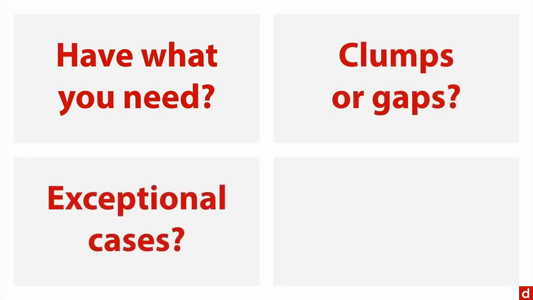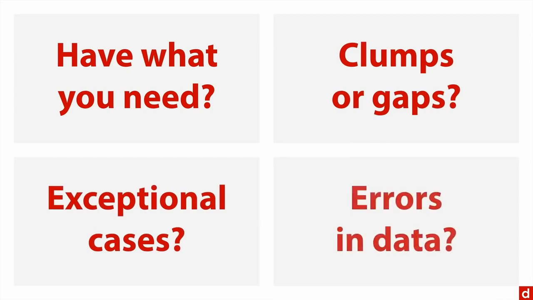Are there clumps or gaps in the distributions? Are there exceptional cases, anomalies that are really far out from everybody else, or spikes in the scores? And are, of course, there errors in data? Were there mistakes in coding? Did people forget to answer questions? Are there impossible combinations? And these kinds of things are easiest to see with a visualization that just puts it right there in front of you.